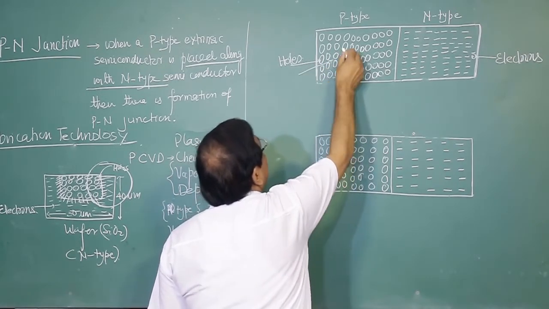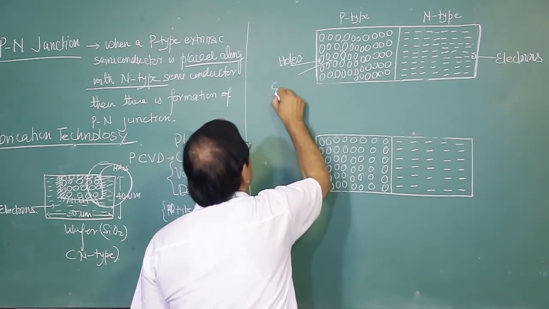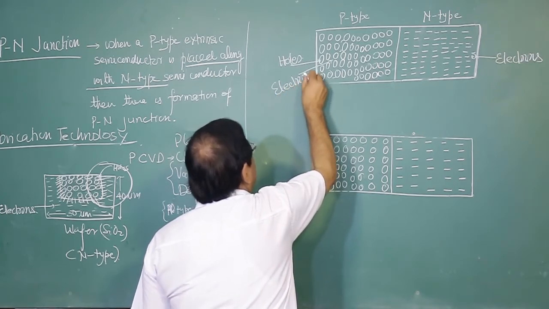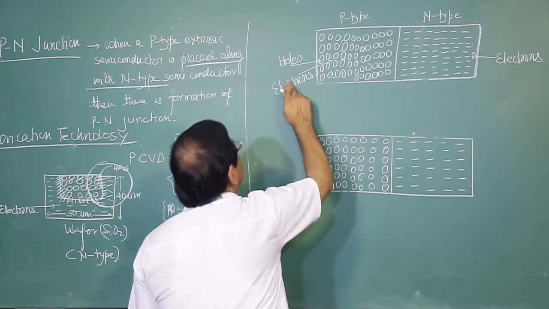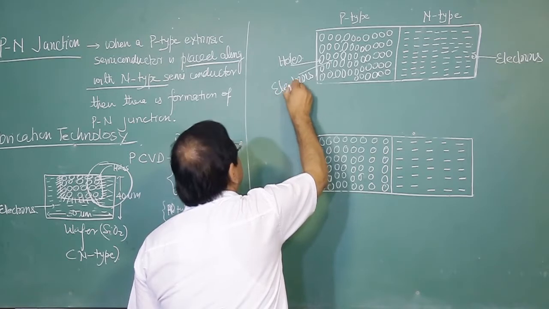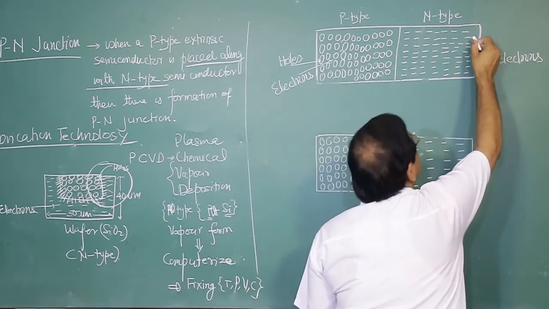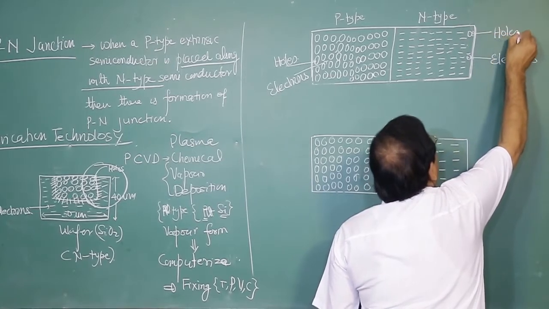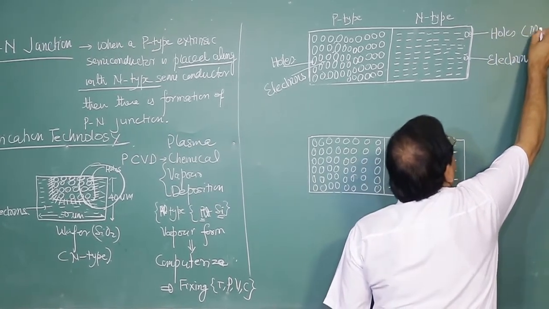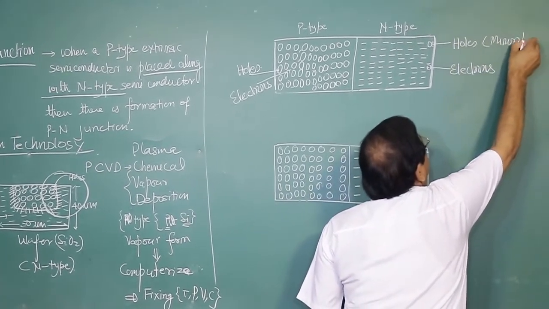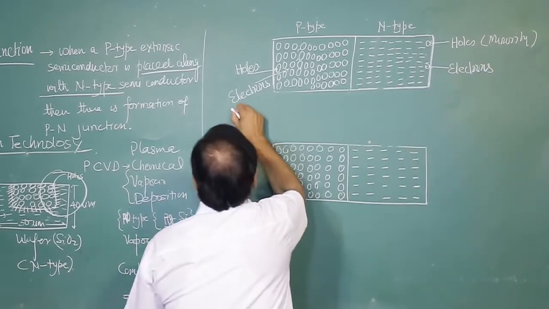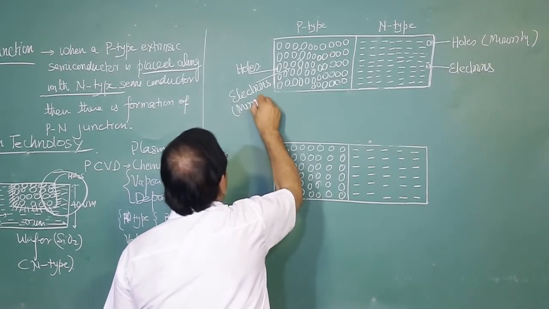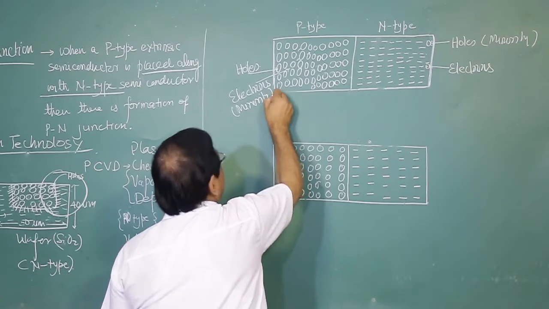Some electrons are also there, and here the holes are the minority. This electron is the minority charge carrier.